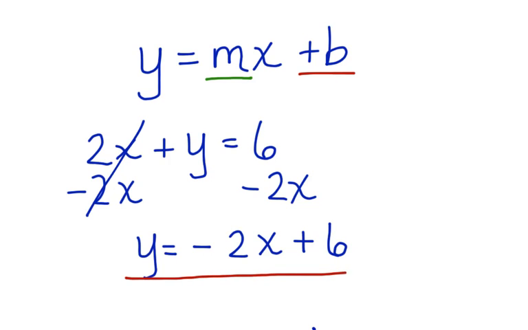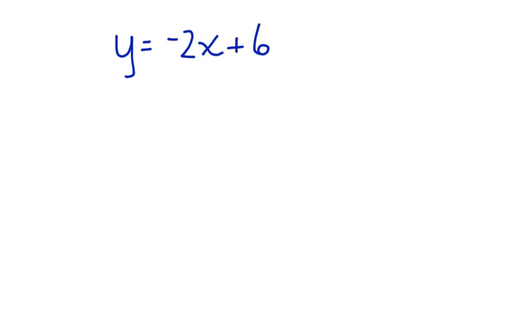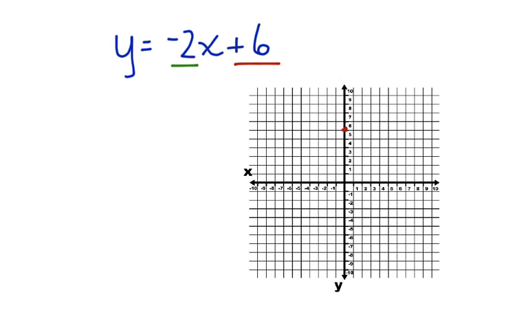Now our equation is in slope-intercept form, and we can use the work we've just done to graph this equation. Here's the equation again. Now let's graph it using the slope and using the y-intercept. This first point is the y-intercept at positive 6. Now notice our slope is negative, so we're actually going to go down. We're going to go down 2 and over 1. Here's the graph of the equation.